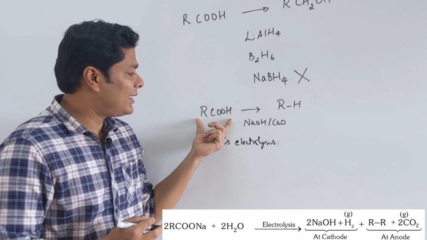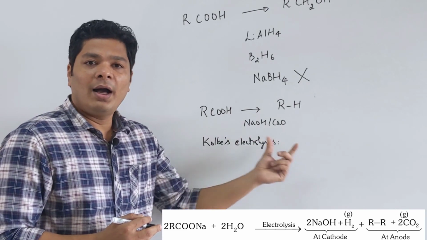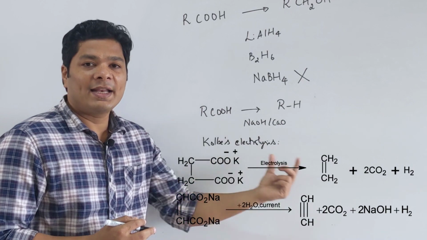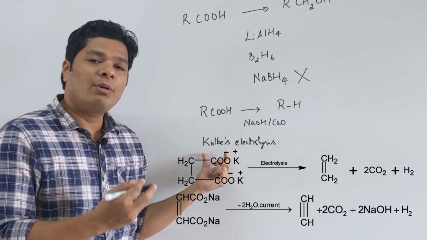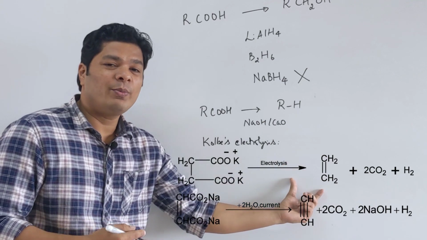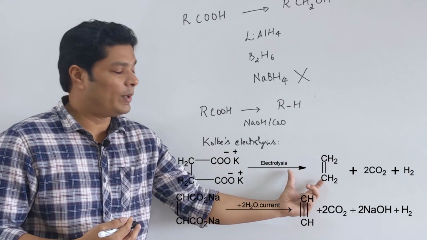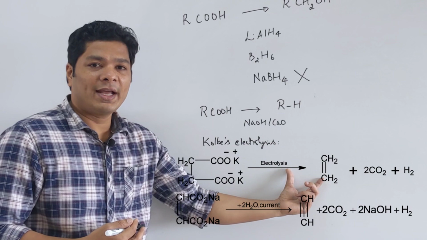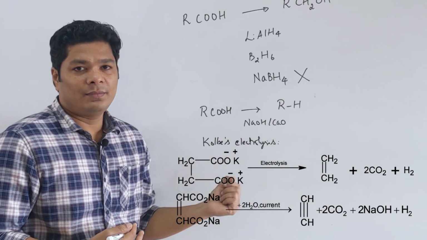I start with the carboxylic acid, I get an alkane. I start with a dicarboxylic acid, I get an alkene. And if there is a double bond already in there, it becomes an alkyne. If you do not know what I am saying right now, you have to go back to that lecture and look into it. So this is also an important reaction of your carboxylic acid.